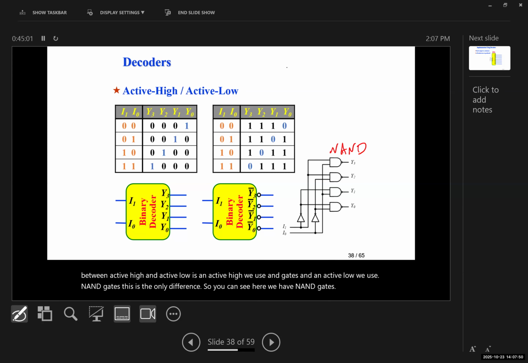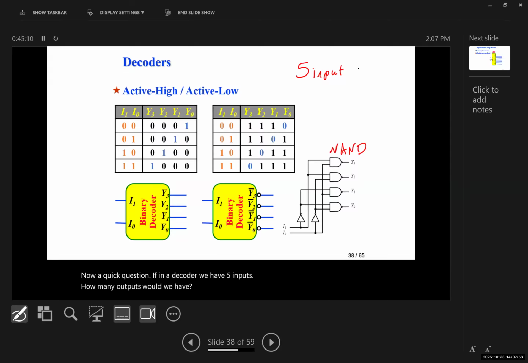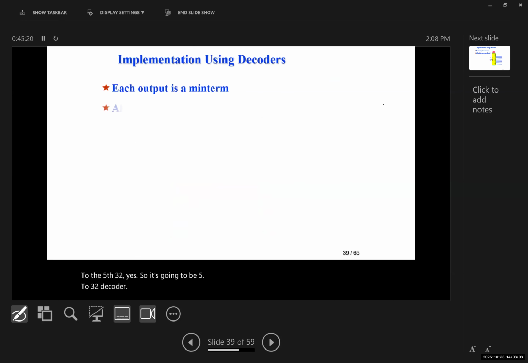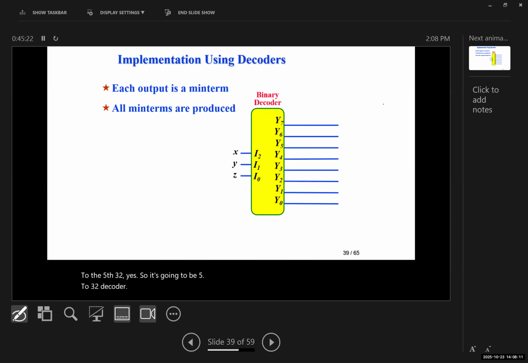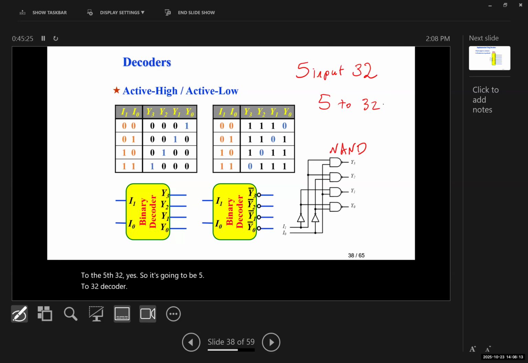Now, a quick question. If in a decoder we have 5 inputs, how many outputs would we have? 32. Yes. So it's going to be a 5 to 32 decoder. Now I think we can stop at this point and we can continue with the implementation of the decoders using K-maps and minterms next week.